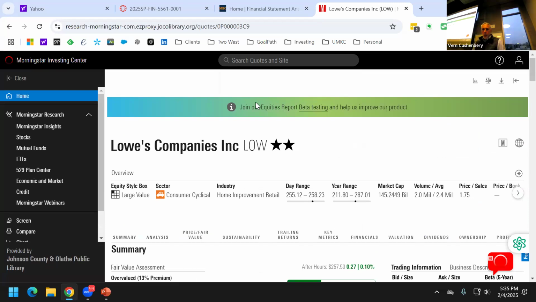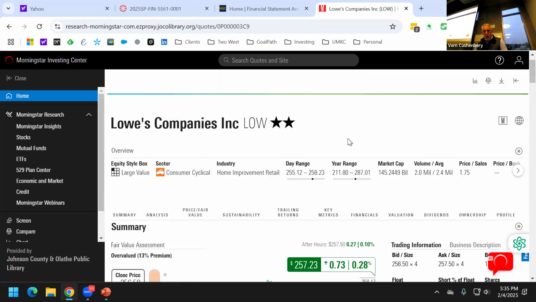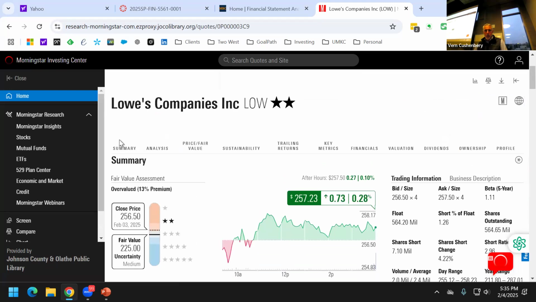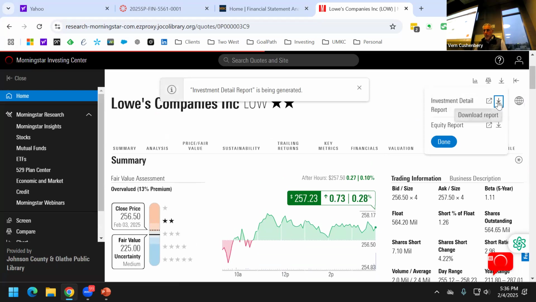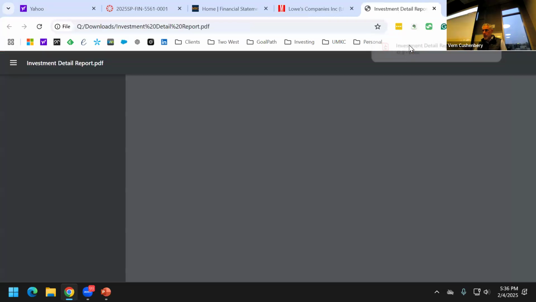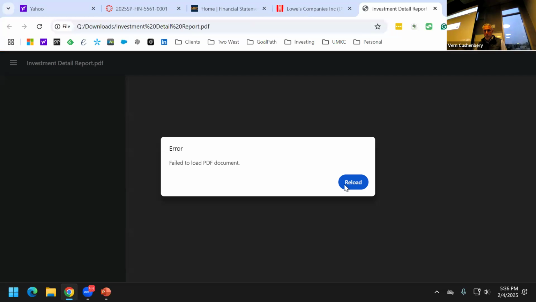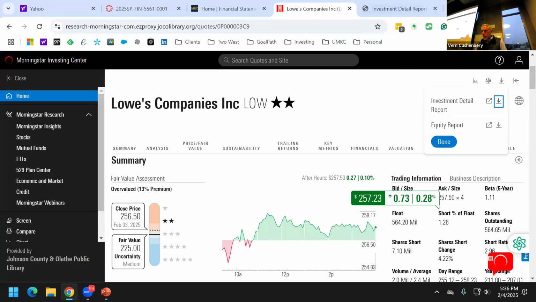Okay, so here's the Morningstar report. Morningstar has summary, analysis, price to fair value, sustainability. You can click this little download button over here. You want to download the investment detail report. That report is being generated, and there it is. So let's open that. Let's see if we can get an equity report downloaded.